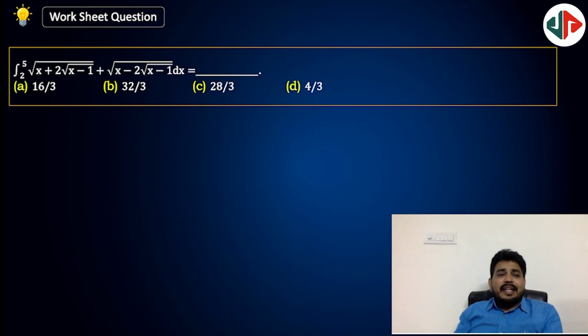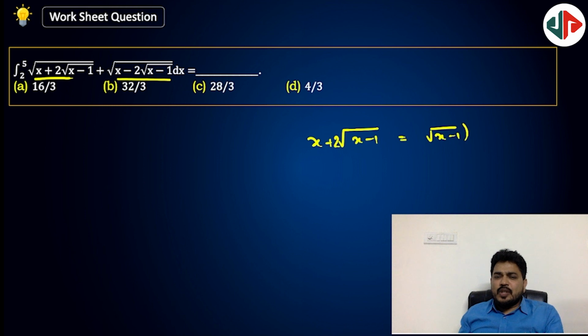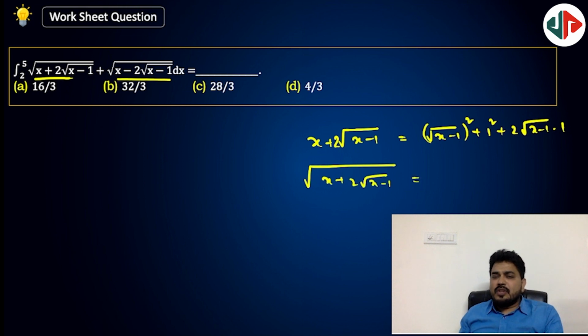Okay, integral 2 to 5 of this and this. Look at here, x plus 2 root over x minus 1. I can write this as (root x minus 1) whole square plus 1 square plus 2 into root over x minus 1 into 1. So square root of x plus 2 root over x minus 1 is equal to root over x minus 1 plus 1.